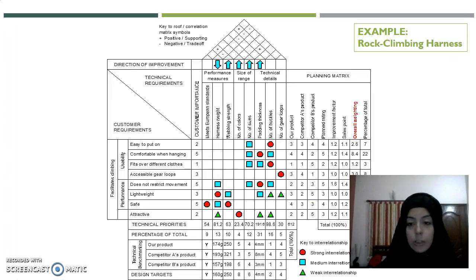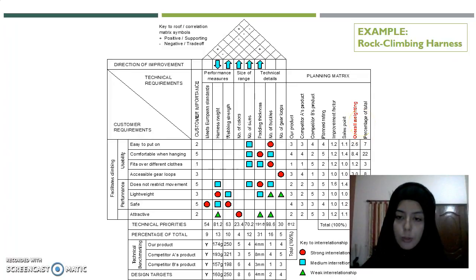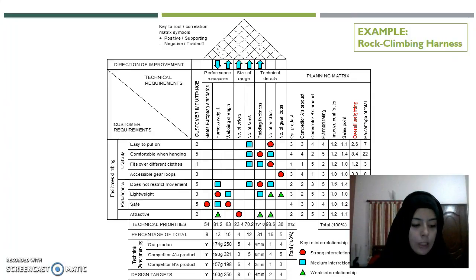Then the next stage is action notes, where you see these topics: improvement factor, the sales point, and the plan rating, and all of that. So where your competitors rank as compared to you. Then we have the ranking the house stage.